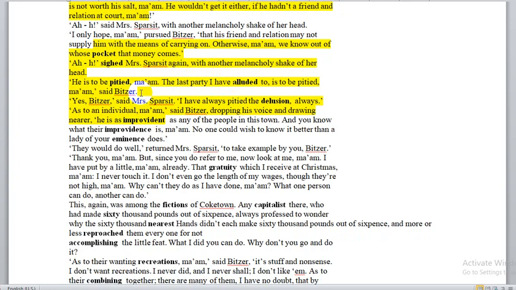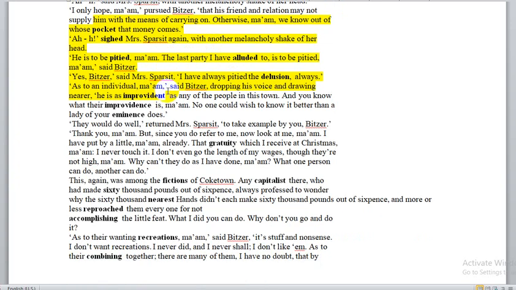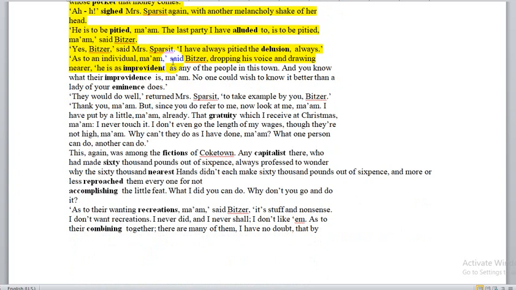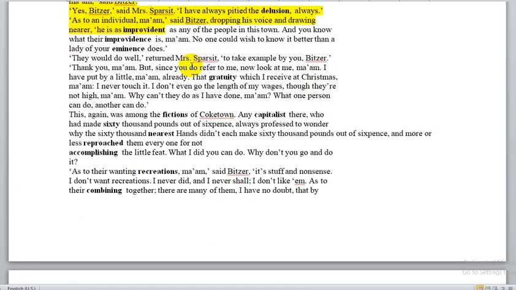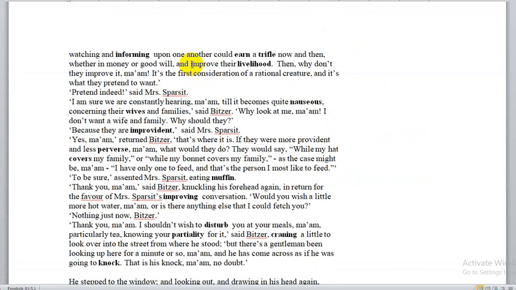He is to be pitied. "The last party I have alluded to is to be pitied, ma'am. I have always pitied the delusion as to an individual, ma'am," said Bitzer, dropping his voice and drawing nearer. "He is improvident." This is how he talks about Tom.